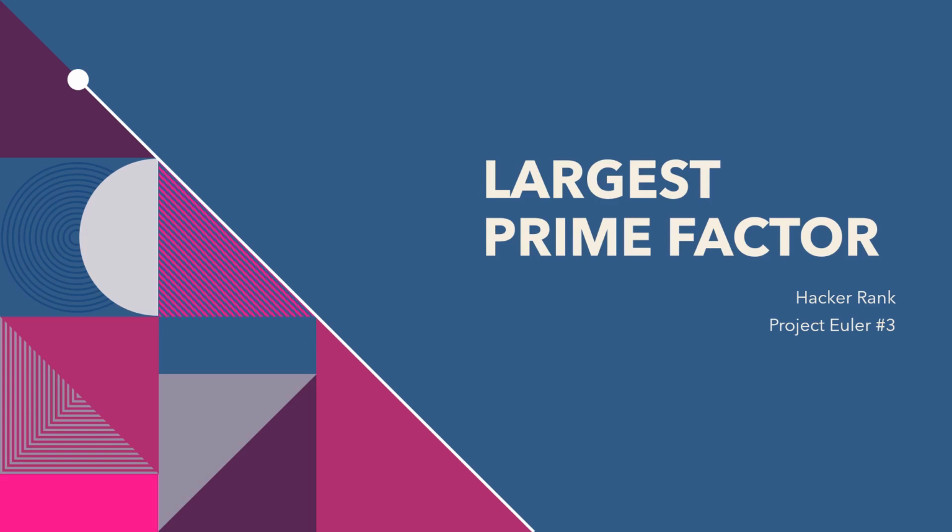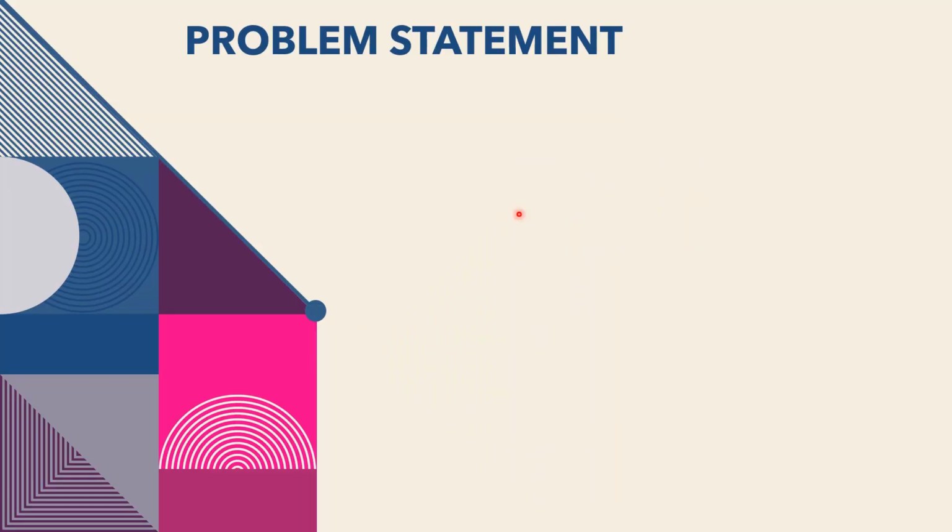Today we'll discuss Project Euler problem number 3, the largest prime factor. Here the problem statement says that we need to find the largest prime factor of a given number.